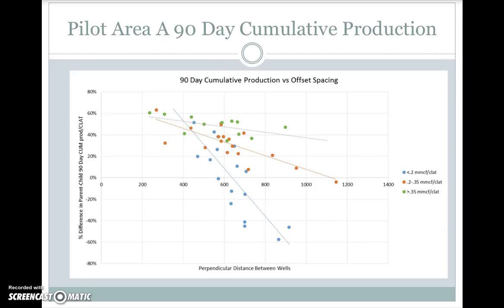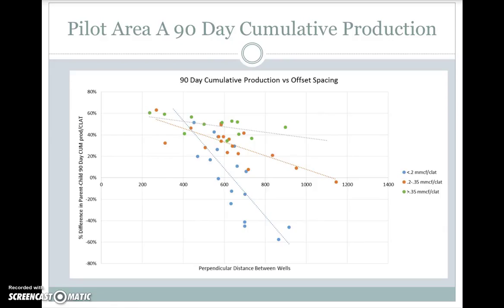A positive number on the y-axis indicates that the parent well outperformed the child well by that percentage, and a negative number indicates that the child well actually outperformed the parent by that percentage. We also have three buckets for the data. The blue is going to be low cum, the orange is going to be a medium cum, and the green is going to be high cum. And that is how much the parent well had produced at the point of the child's first production date.